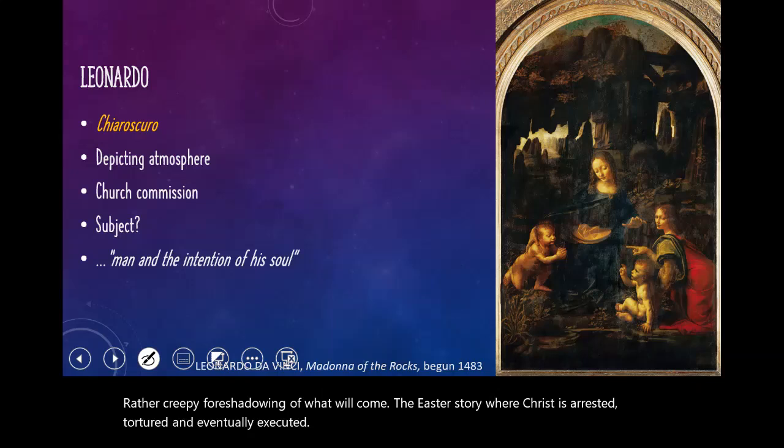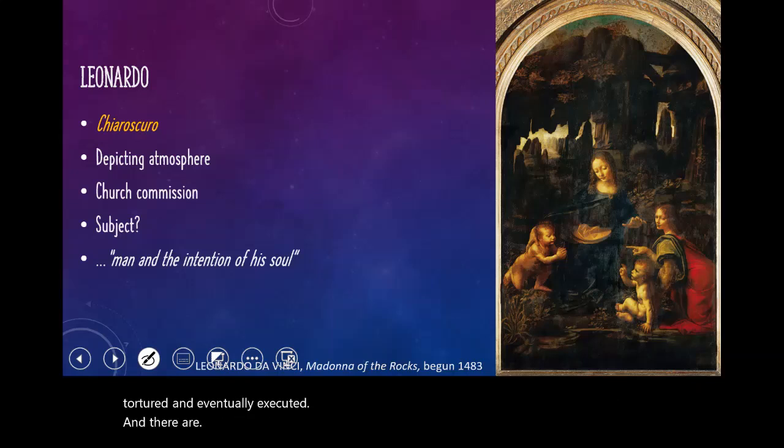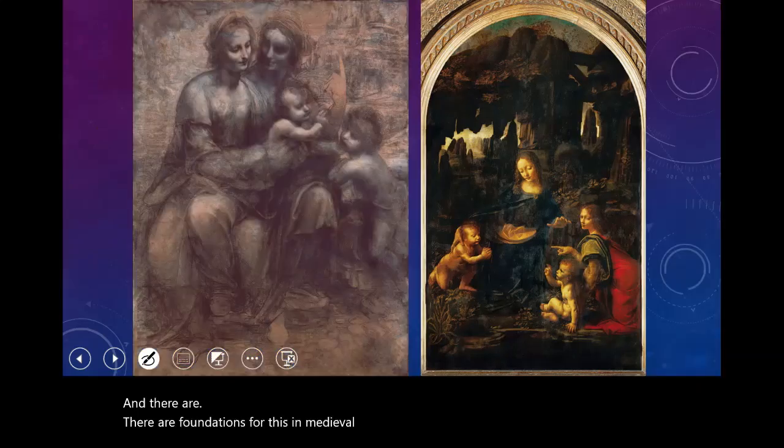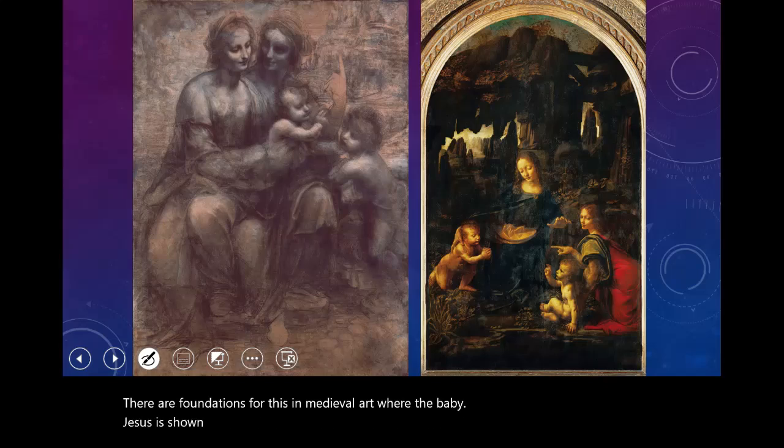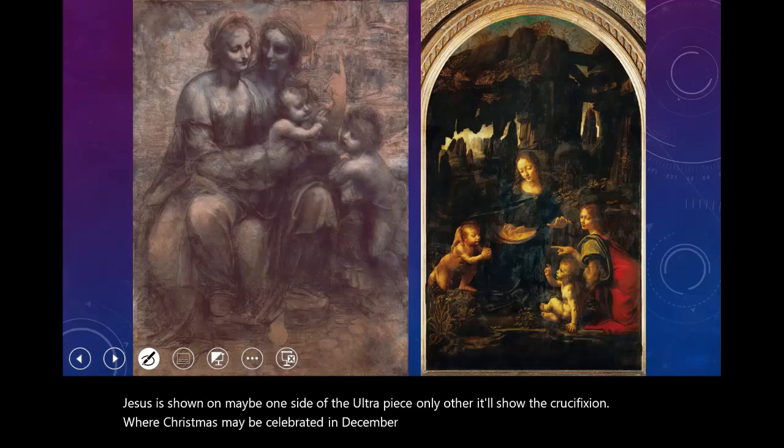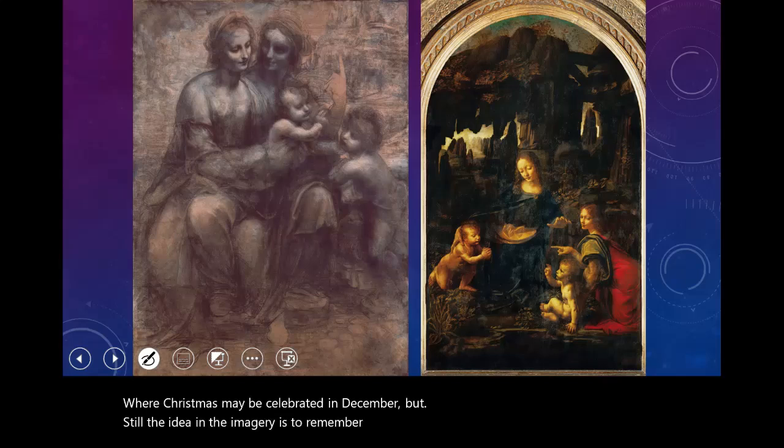And there are foundations for this in medieval art, where the baby Jesus is shown on maybe one side of the altarpiece, and on the other it'll show the crucifixion, where Christmas may be celebrated in December, but still the idea in the imagery is to remember what's coming up in April, the Easter story too.